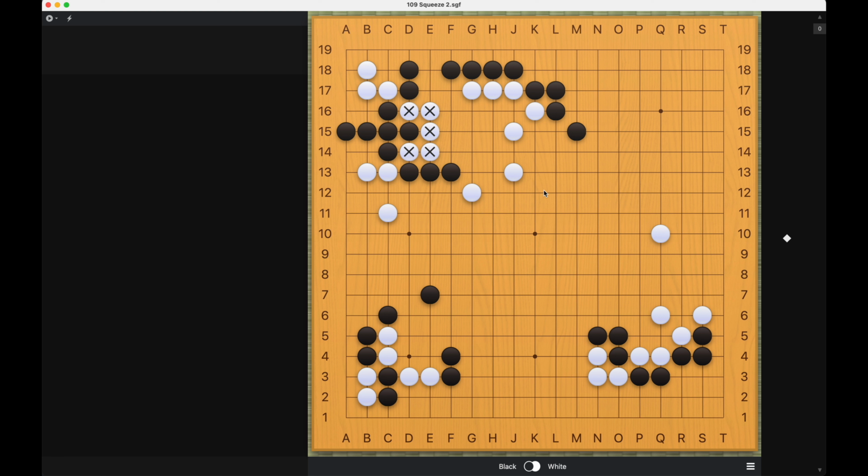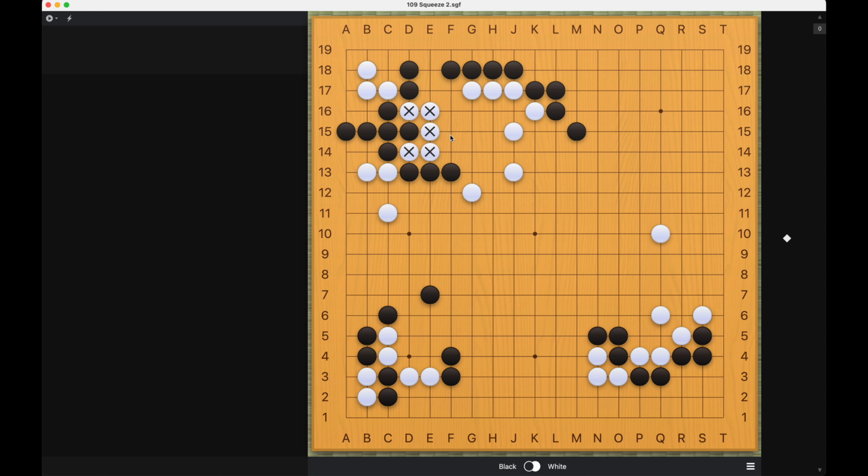This question is adapted from a famous book of Go problems. Our goal as black is to capture these 5 white stones. If we count the liberties, these 5 white stones have 4 liberties left, and they're very close to all these stones on the outside. So white can very easily connect to these groups on the outside.